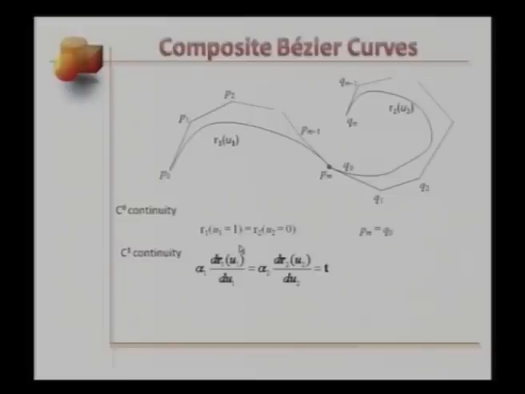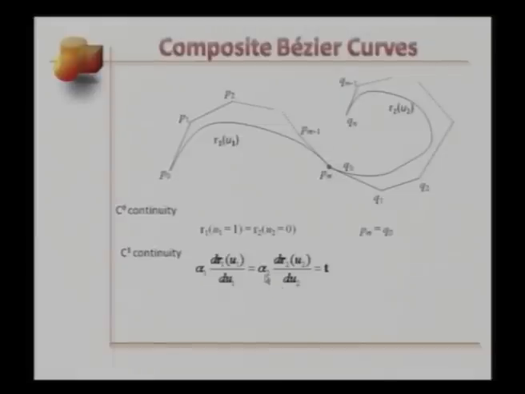We'll have to impose that the directions of these 2 lines should be the same and not the magnitude. This would give us additional design freedom. Mathematically, the condition is that alpha sub 1 times the first derivative of the segment R1 with respect to U1 evaluated at U1 equals 1 should be the same as some scale factor alpha 2 times the first derivative of segment R2 with respect to U2 evaluated at U2 equals 0.